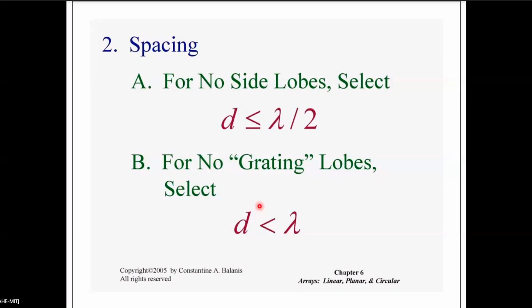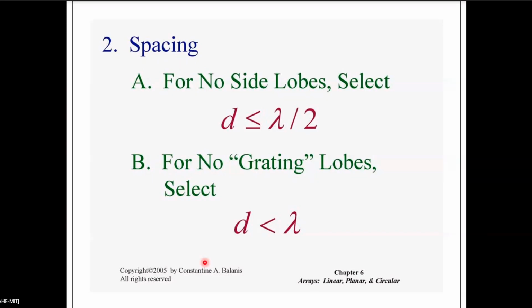Grating lobes means you get maxima also in some other direction other than the 90-degree direction. When do you get that grating lobe? If you don't want to get the grating lobes, select d less than lambda. Okay. Can I go to the next slide? Yes, sir.